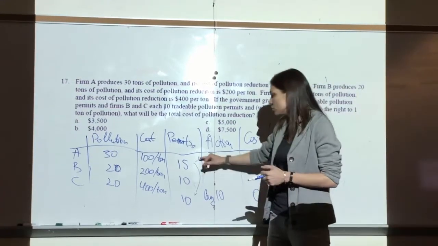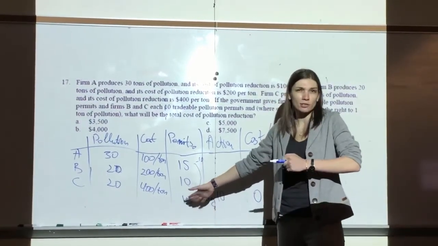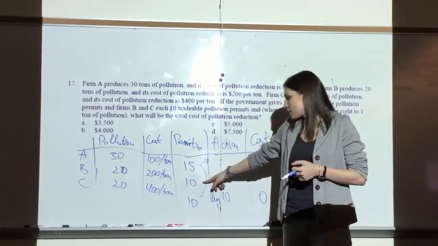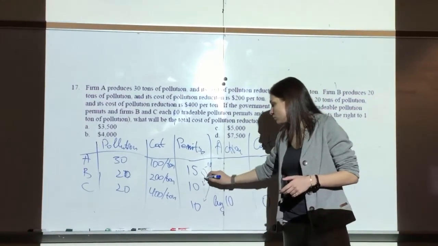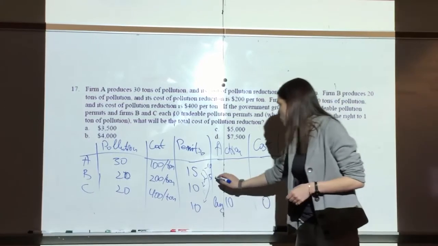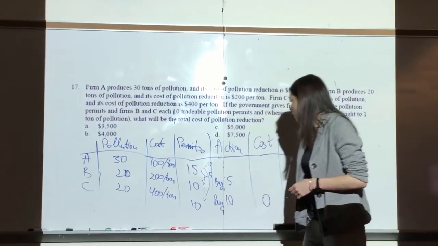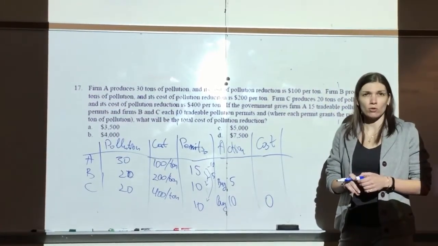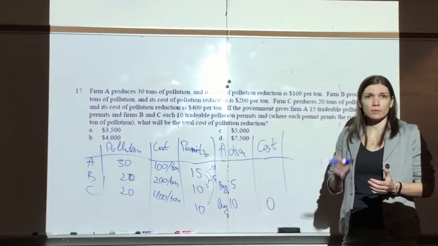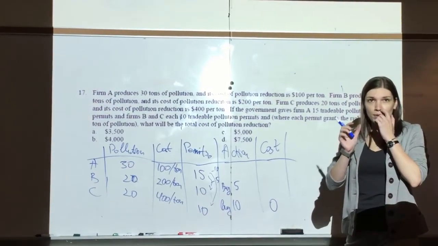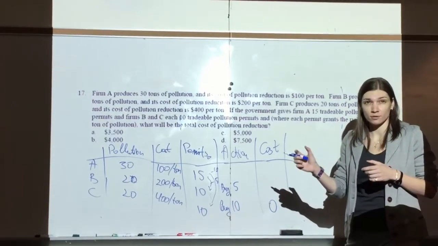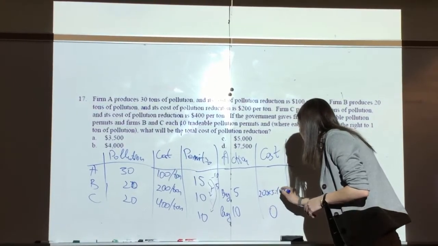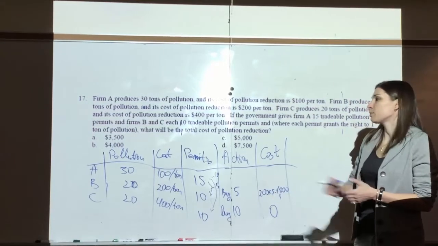Right, so basically what they're going to do, since C already got the 10 because they're the highest bidder, they have the highest marginal cost, then the other 5 are going to go to B. So B is going to buy the rest of them. And they're going to end up owning how many permits in total? 15, and that means they need to reduce pollution by 5 at the cost of 200 times 5, right? Or $1,000.